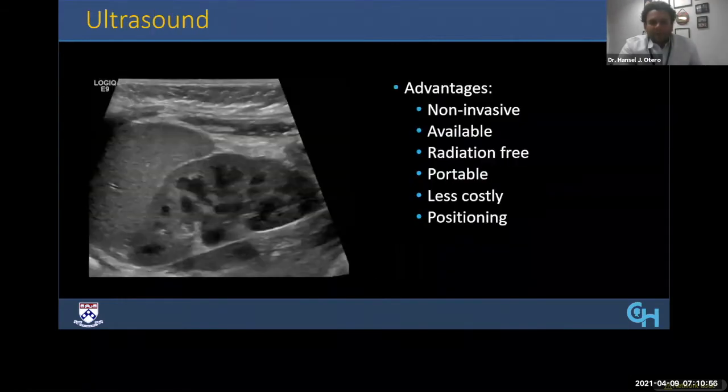So again, our first stop is ultrasound. It has many advantages. It's non-invasive, it's available, radiation-free, it's portable. We can use it in the sickest of our patients because we can go to the NICU and do it there. It is less costly than other alternative modalities. And it has also the benefit of not needing a specific positioning. So we can scan babies prone, supine, while the parents are holding them. We try to be very flexible about how to image. Whatever makes the baby comfortable and the parents comfortable, then we can image, almost all the time.